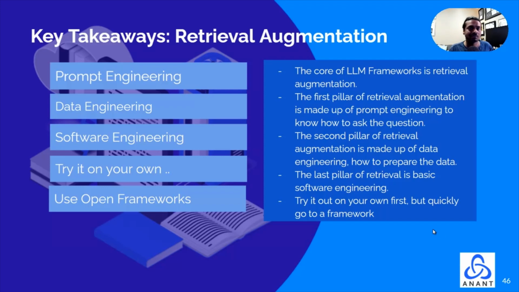Key takeaways: prompt engineering is a new skill. Learn it. Data engineering, you know this stuff. If you're working with databases, you know this stuff. Software engineering, you know this stuff. I would say go try it out on your own. Make an OpenAI account. If you don't have a paid API key, get a paid API key. They give you like $18 a month. Use the open frameworks, do the demos, and you will learn a lot just doing the demos.